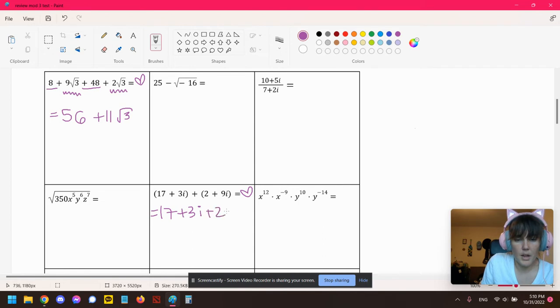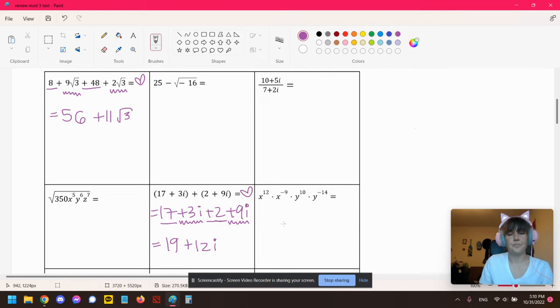Get rid of them. They're not being used. And now we do like terms things. 17 plus 2 are both numbers, so we can add those. Plus 3i plus 9i is plus 12i.